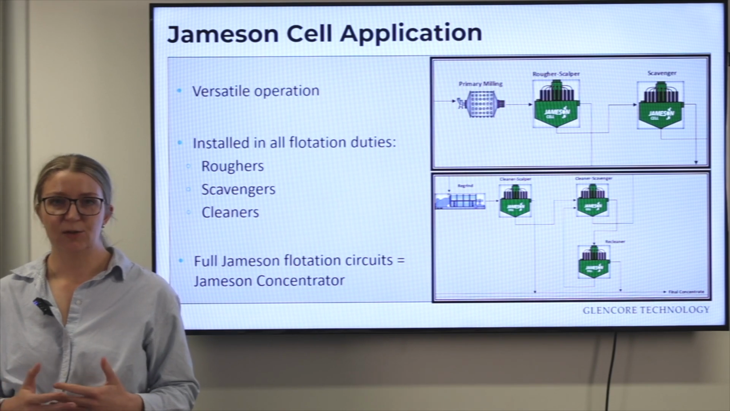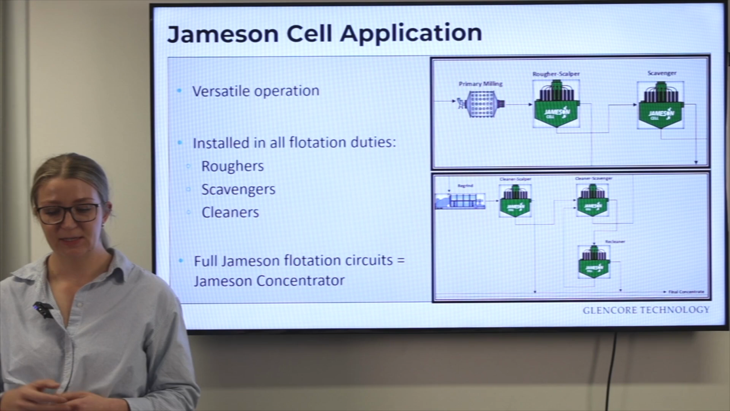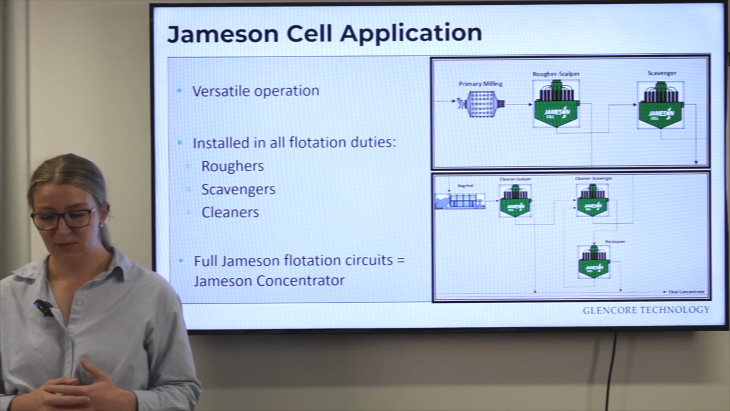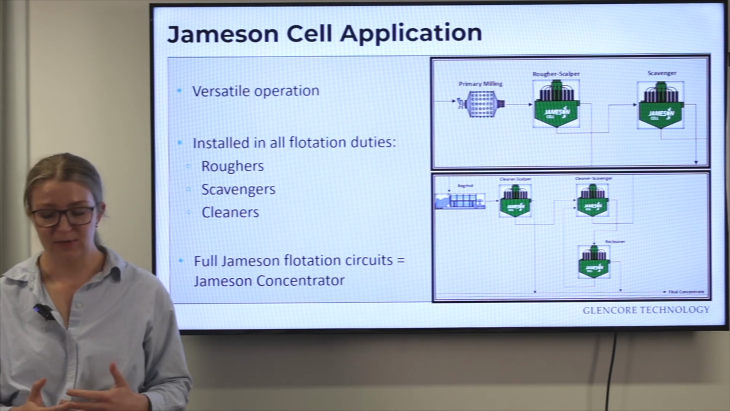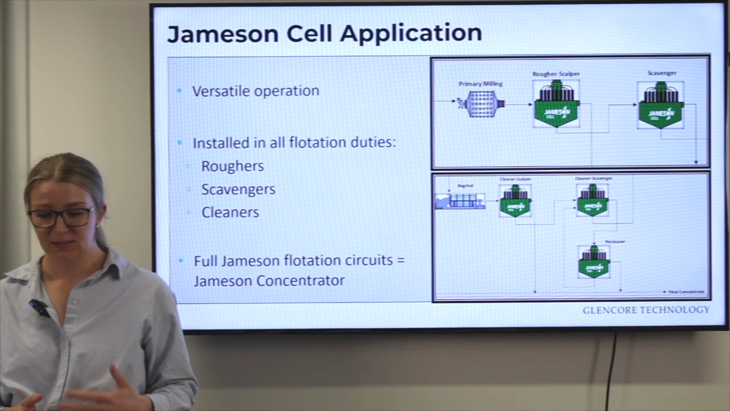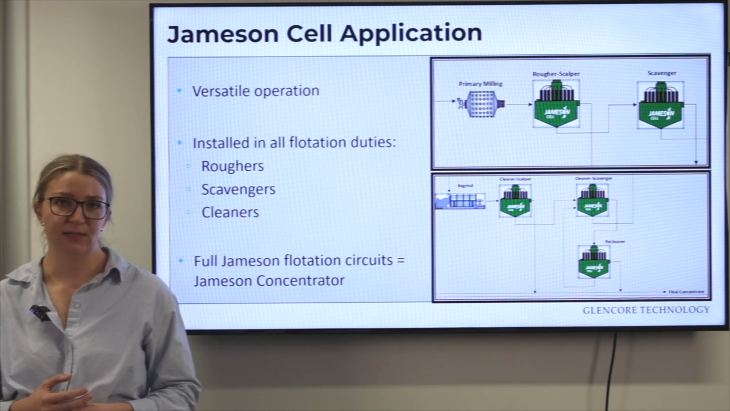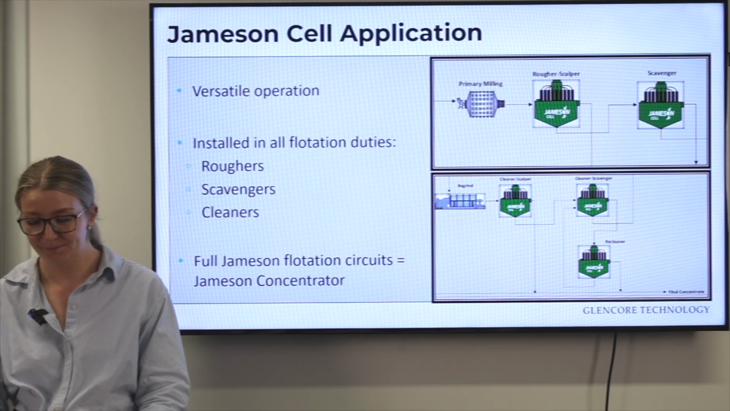So the Jameson cells can operate with a grade or recovery focus, allowing them to work across all flotation duties in roughers, scavengers, and cleaners. Looking at what a Jameson concentrator design looks like, we have an example on the right here, which would be a standard design for a copper concentrator. This is fundamentally the same as a traditional concentrator design. However, you can see it's greatly simplified and reduced the number of flotation cells required.